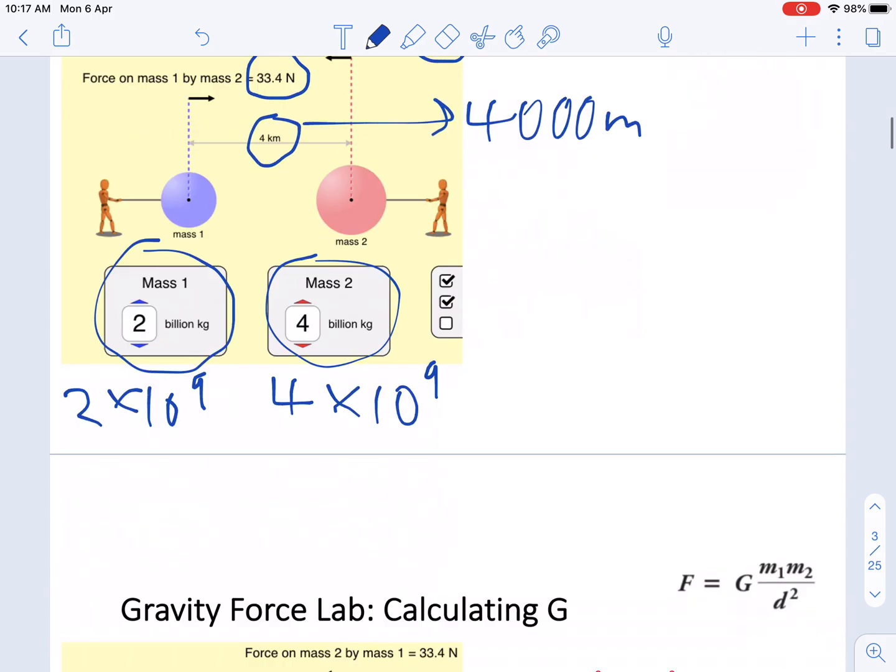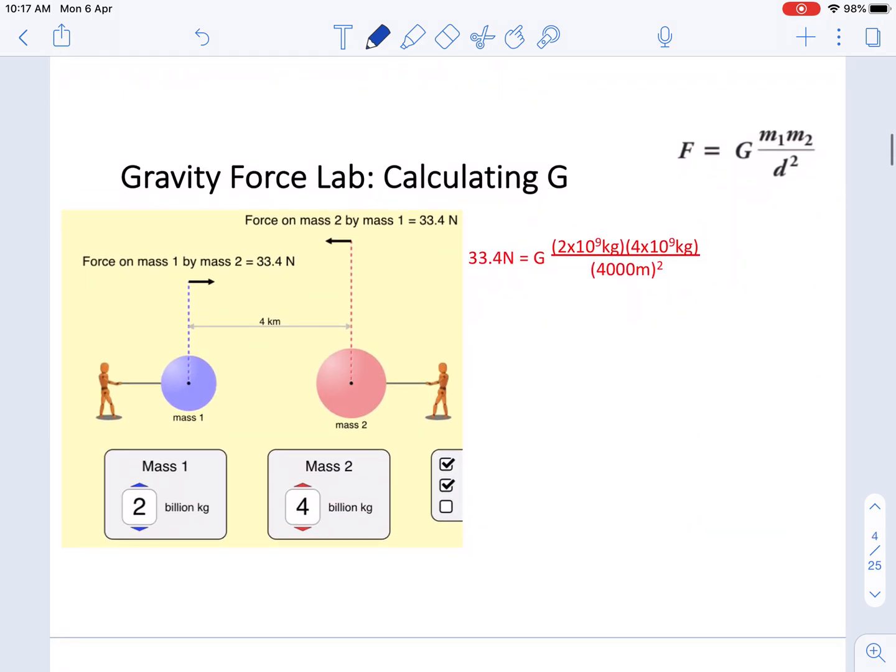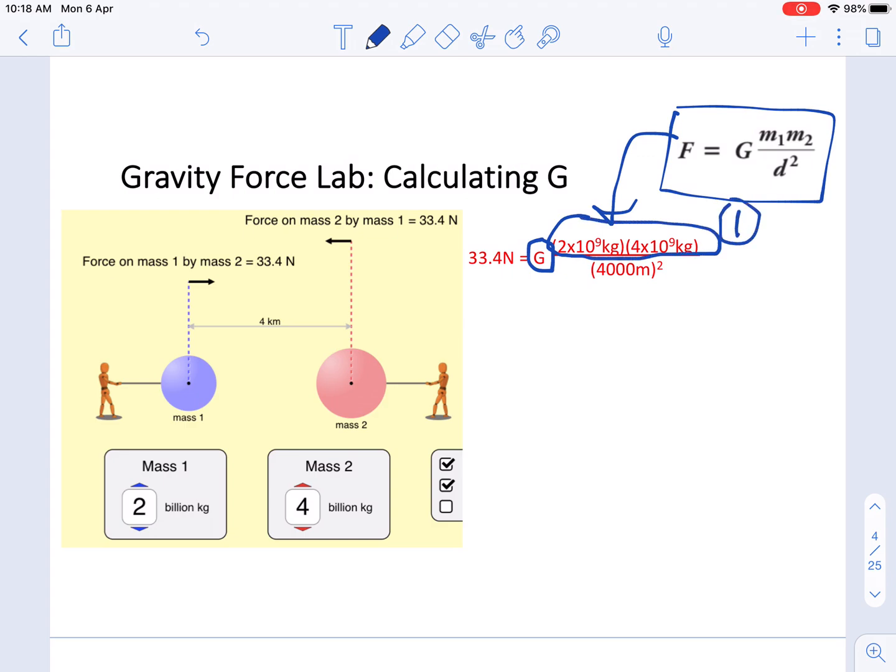So if I plug those numbers into the equation right here, again, this is the same equation, just plugged in with all those numbers, it looks kind of complicated. So I want to get G by itself. I want to simplify all these equations down. So we'll start off by multiplying the masses by each other, right up there. That's the first thing we'll do. And then we'll square the distance between them. That's the second step of the math that we'll do here.